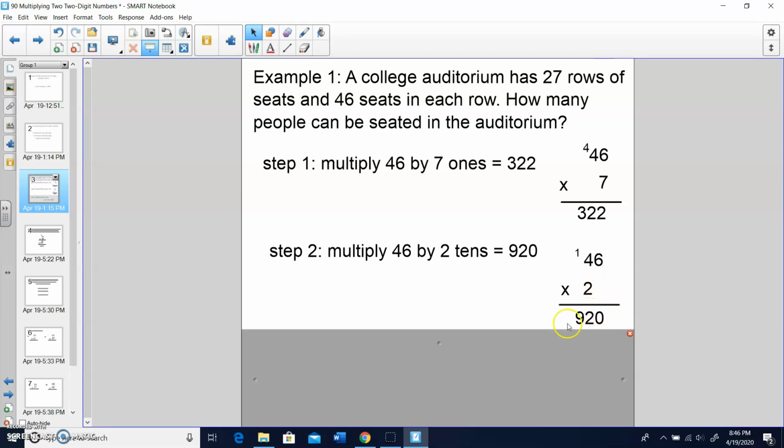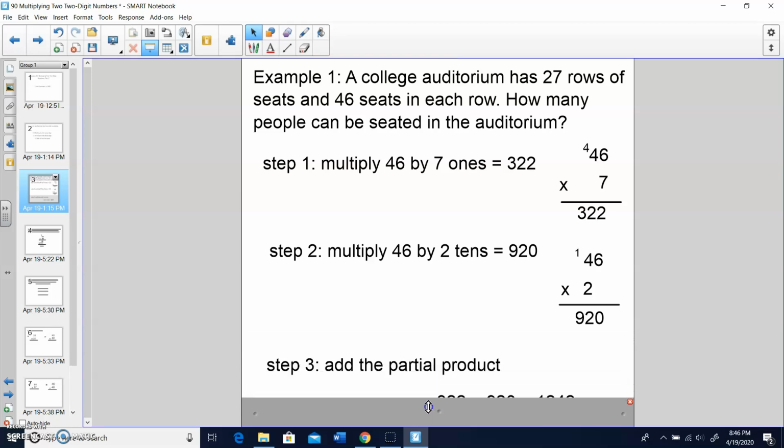0 down. Okay, now my next step, step 3, is to add the two products together. So I take my product from the ones place, my product from the tens place, and I add them together.